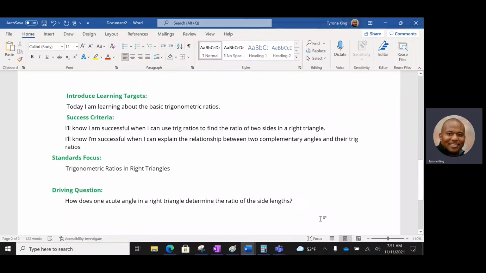Our learning targets. Today, I am learning about the basic trigonometric ratios. That's trig ratios. You're going to hear a lot about trig ratios. What are we learning about today? Trig ratios. Say it with me. We're learning about trig ratios. Appreciate you guys saying it with me.